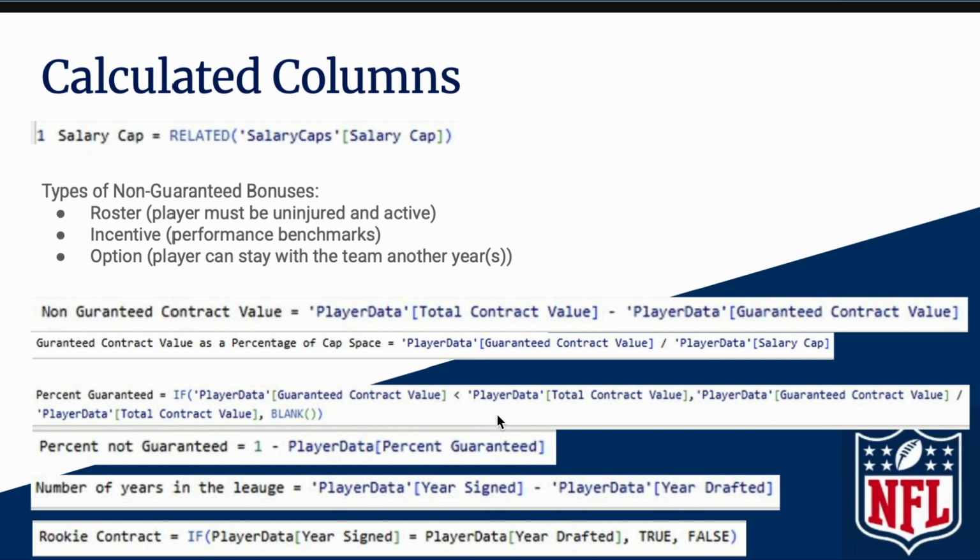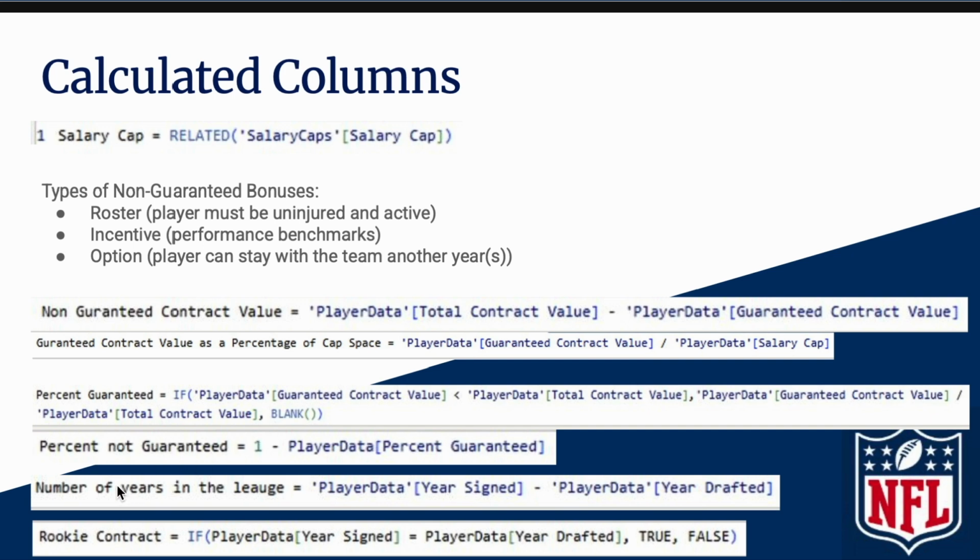But I noticed from the visualization that sometimes this is bigger than one, which should not happen. It means the guaranteed contract value is bigger than the total. So I have this if statement here to see if that happens, and if it's an erroneous data point, I leave it blank so it doesn't end up in our visualizations.